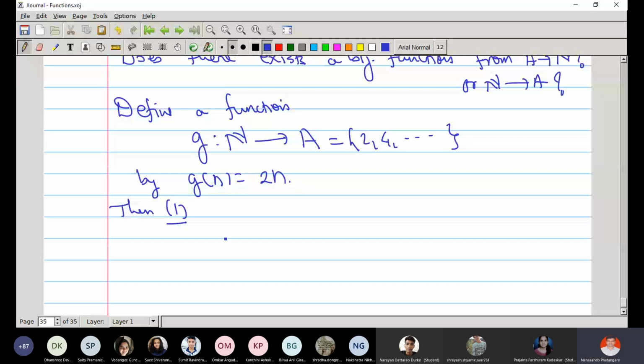Is it 1-1 on 2? It is one-one function. Why? So, how to prove that function is 1-1?